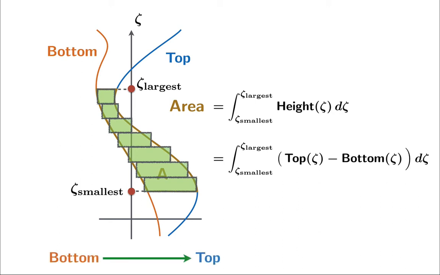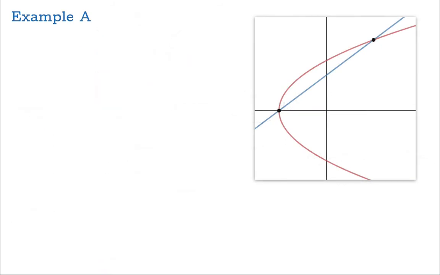Please notice in this diagram the direction in which you would move to go from the bottom to the top of your shape, and the direction in which you're integrating when you go from the smallest to the largest value of your integration variable. Let's put this all together with an explicit example.